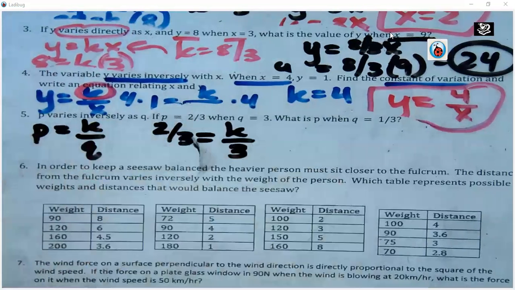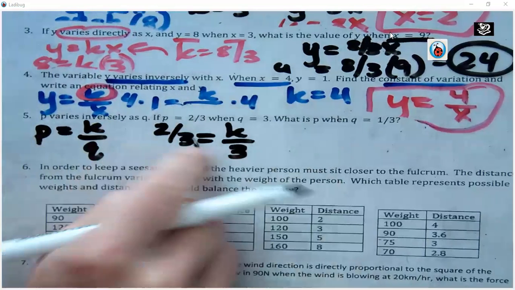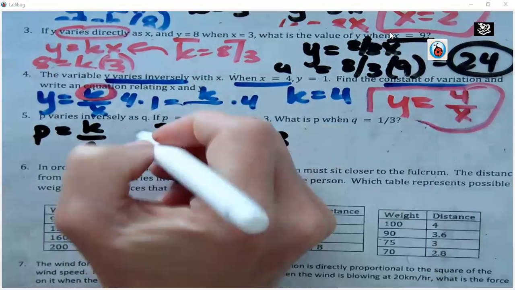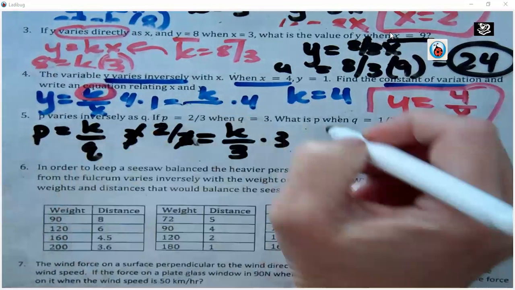All right, how do you find K on this one? What do you have to do? Multiply both sides by 3. Okay, and that gives you K equals 2.